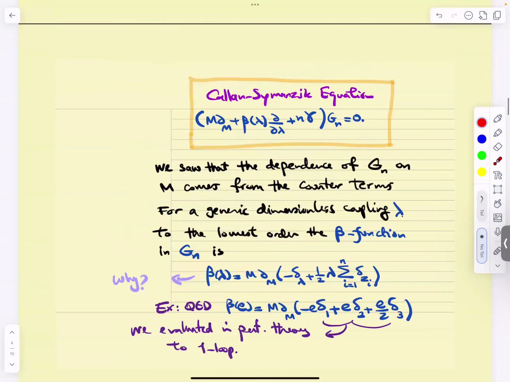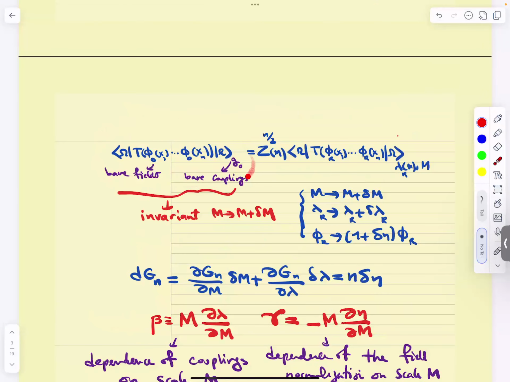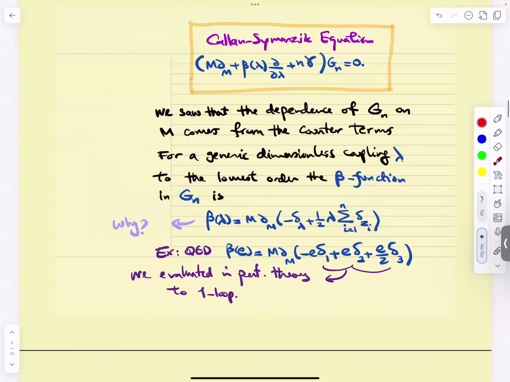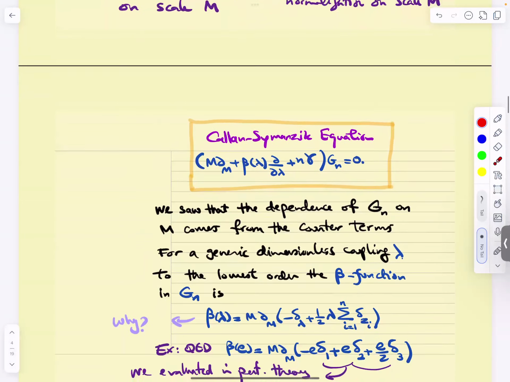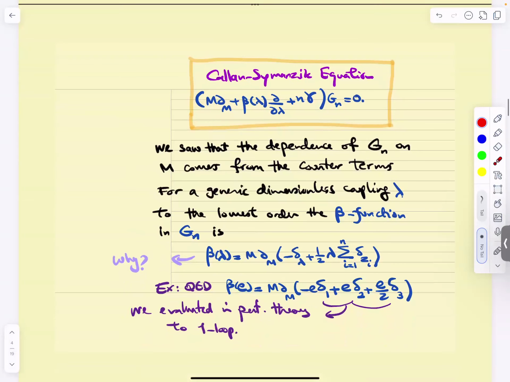The Callan-Symanzik equation is a statement that this guy is M independent. So if you vary it, you're going to get M ∂/∂M plus beta ∂/∂lambda plus N gamma of the endpoint renormalized correlator is equal to 0. Good. Now, this was the Callan-Symanzik equation.